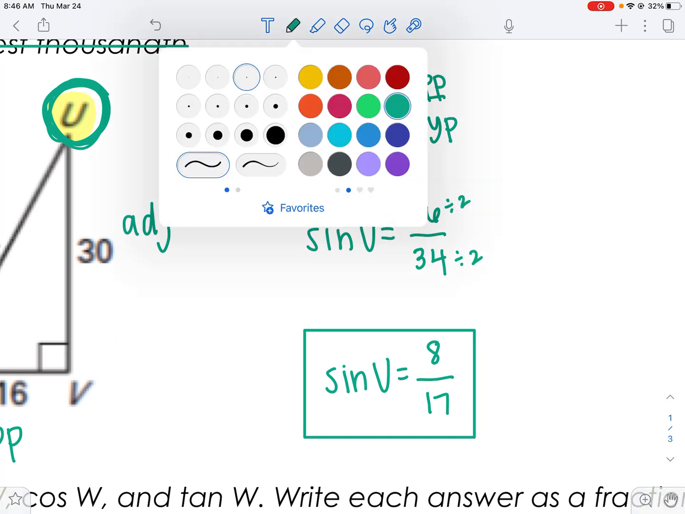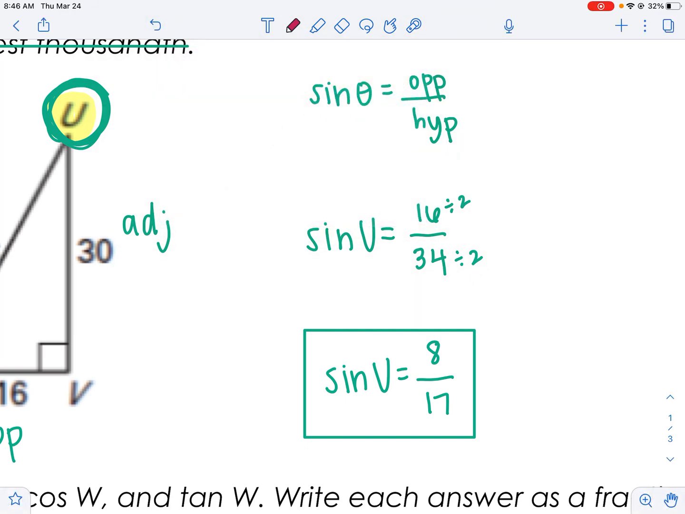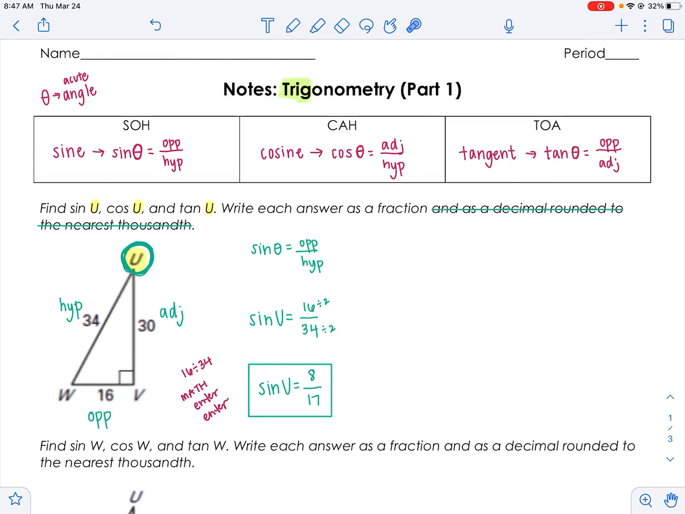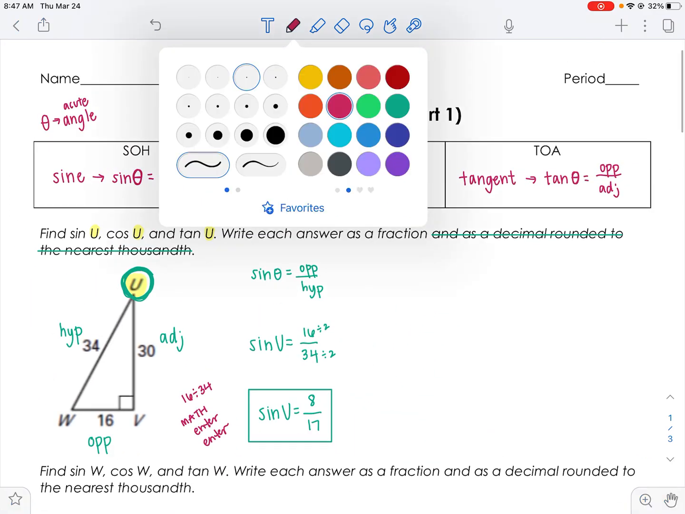Now, if you have trouble reducing your fractions, the calculator will actually help you out. If you type in 16 divided by 34 in the calculator, it gives you a decimal, and then you press the math key and then enter, enter. It will convert that to a simplified fraction for you. So it will go from a fraction to a decimal to simplified. Simply type it in and then press math, enter, enter, and it's going to reduce it for you.